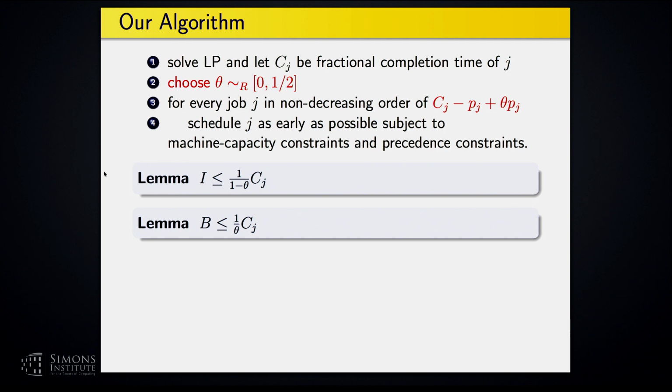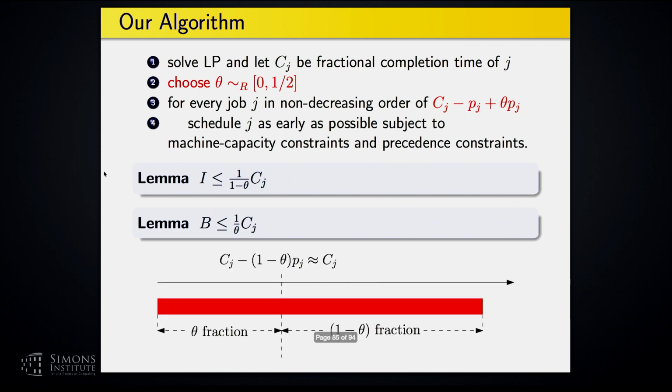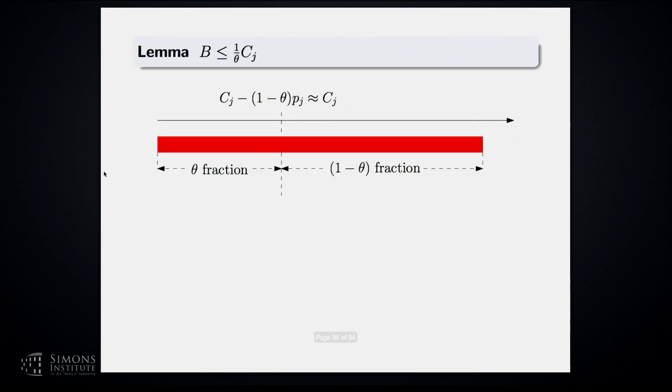So let's try to see why we can only get 1 over theta times Cj. Here is a simple example. We think of this job J, where Pj is very small. So Cj minus 1 minus theta Pj is roughly Cj. But for all the other jobs, roughly a theta fraction of the job is before this Cj, and 1 minus theta is after Cj. So this job will start at time 0 and end here. You can see the total length is 1 over 1 minus theta Pj. But the crucial observation is that this cannot be bad for every theta.